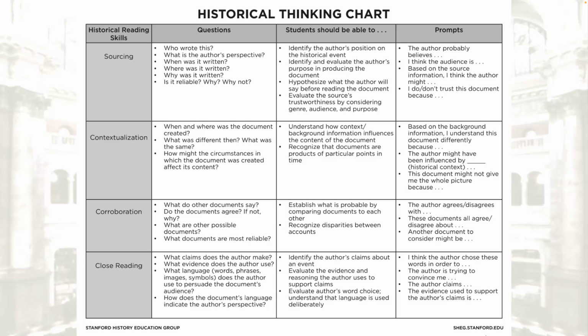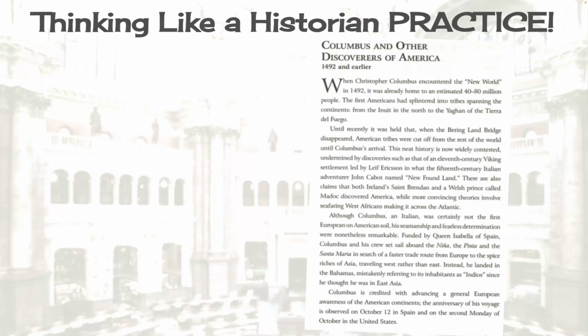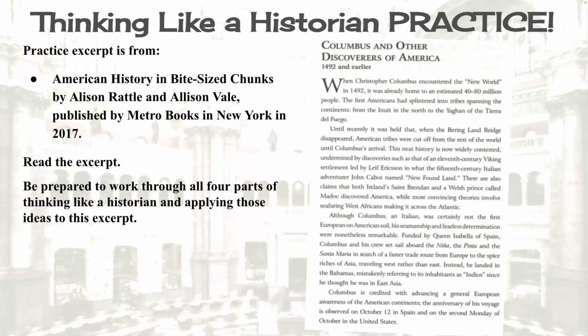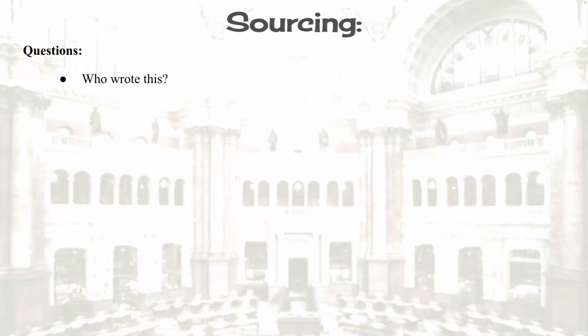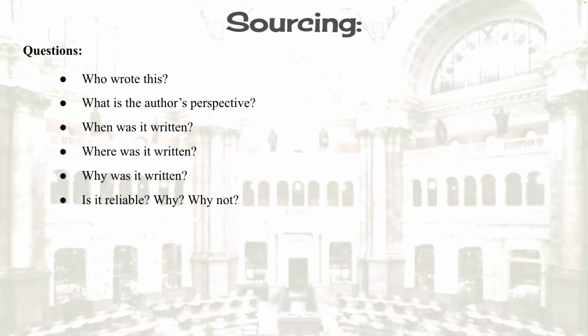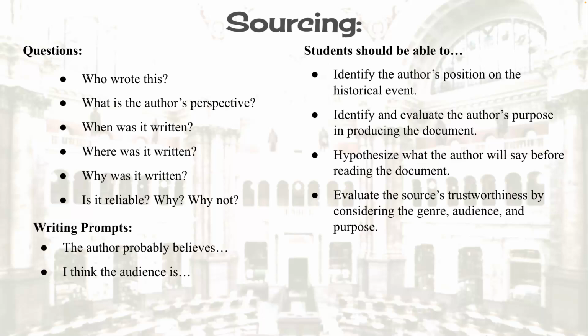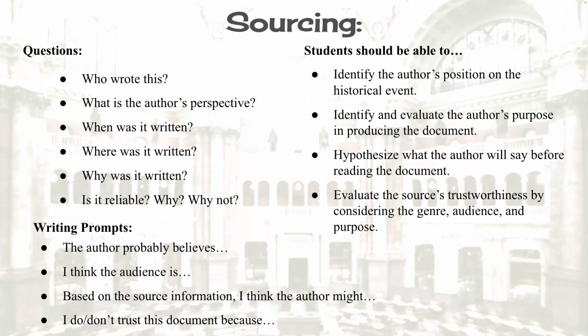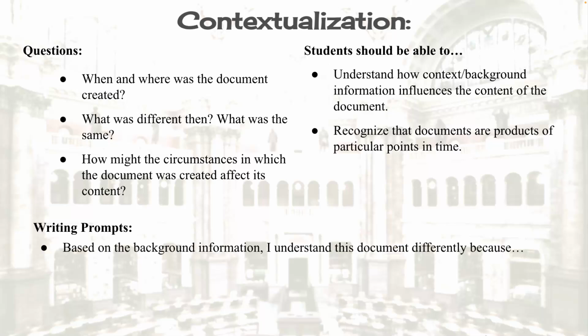On the historical thinking chart, they do give you some more prompts and some things that you should be able to do. So I have some practice in here. You can do that on your own later. Again, when we're sourcing, those are the questions, what we should be able to do, and then some writing prompts. So if you are asked to source a document, you should be able to answer those questions. You should be able to identify the author's position, hypothesize what they mean, and then you should be able to write about it. Same thing with contextualization.